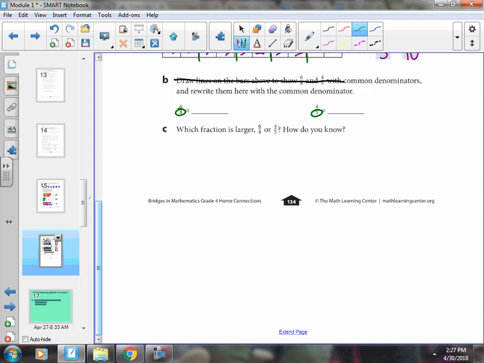I'm going to think of some multiples of 8, counting by 8s. And I'm just going to jot them down so you can see 8, 16, 24, 32, 40. And of course, we could keep going. And now I'm going to think of some multiples of 5. 5, 10, 15, 20, 25, 30, 35, 40. And of course, I could keep going. And I hope you see what I see, that they have a 40 in common. So I can make them both have a denominator of 40.